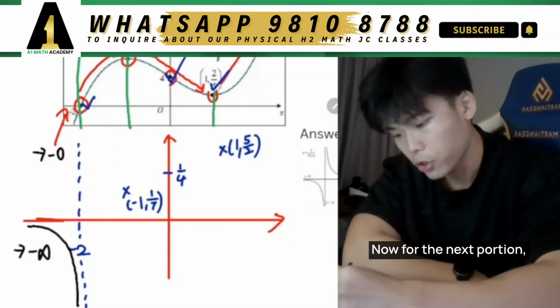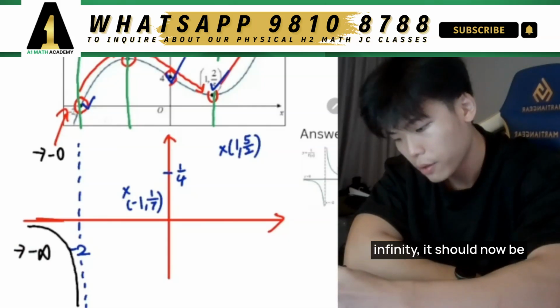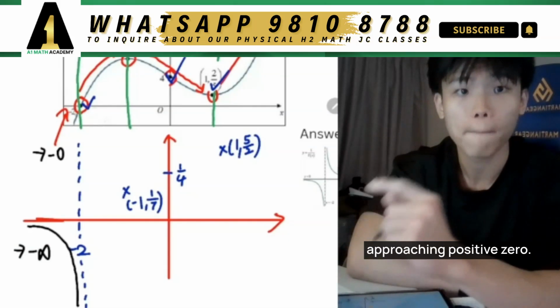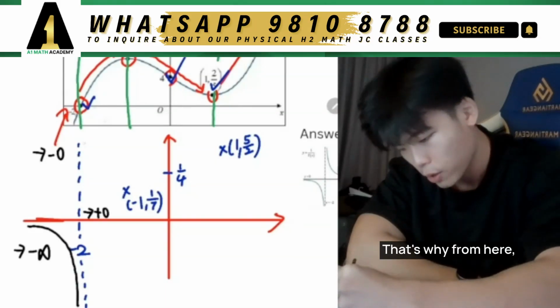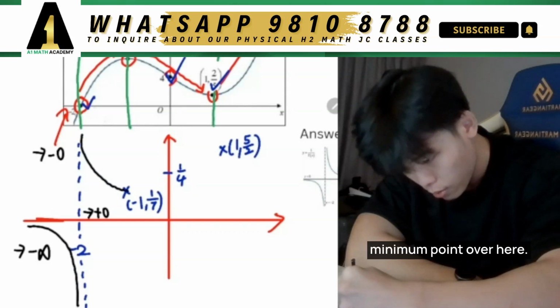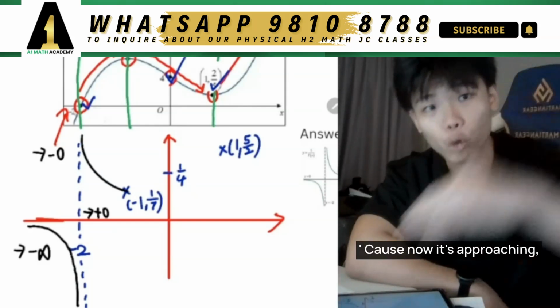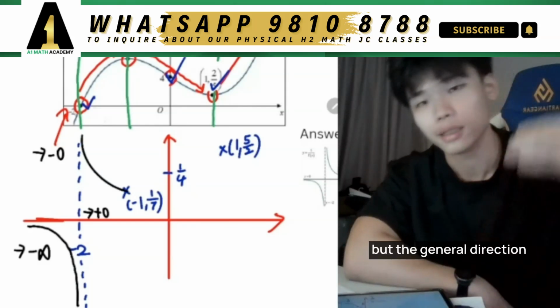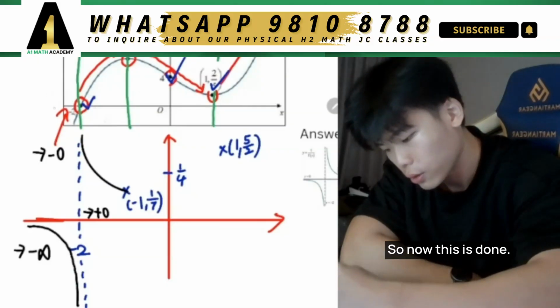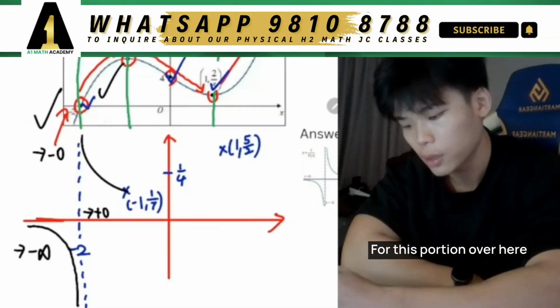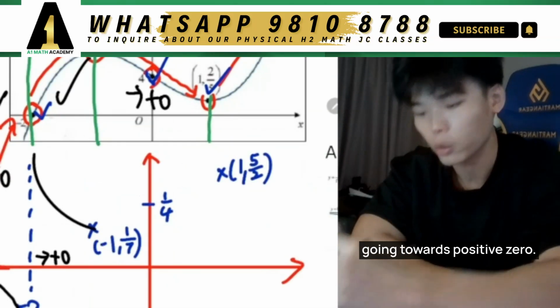Now for the next portion, since it's approaching +infinity, it should now be approaching +0. Right now it should be approaching +0. That's why from here it comes down to the minimum point over here, right? Because now it's approaching, not saying it's going towards, but the general direction is towards +0, right? And then for the next portion over here, so now this is done, now this is done.